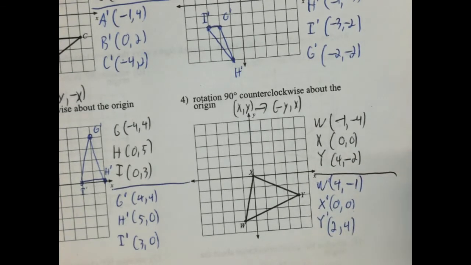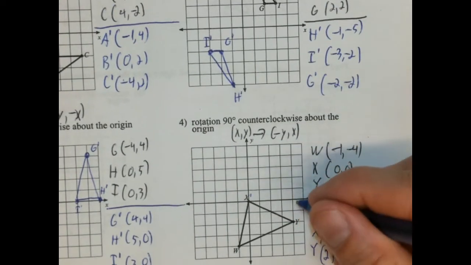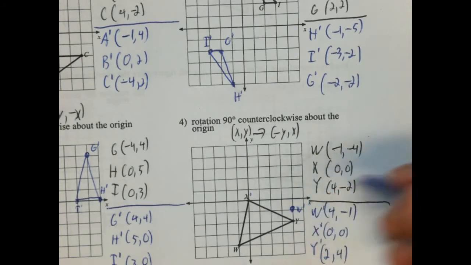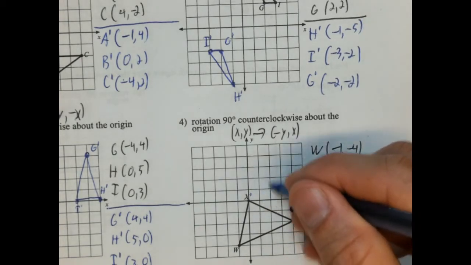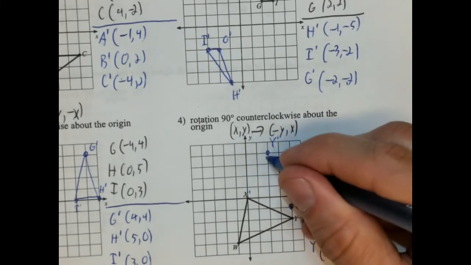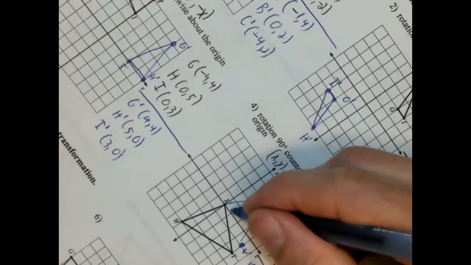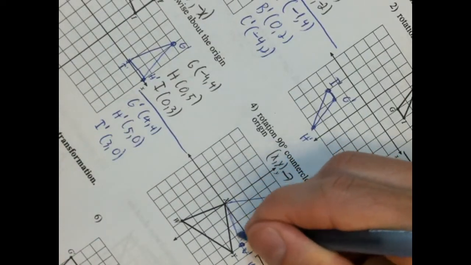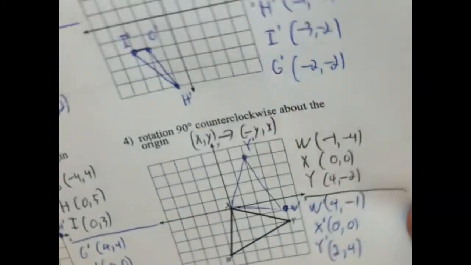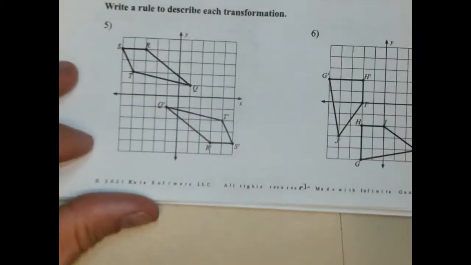So x prime is there. (4, -1) is right there. That's W prime. And then (2, 4) is Y prime. Connect those. If I rotate that, yeah, that works. Sweet. Okay, so now we have to write a rule.